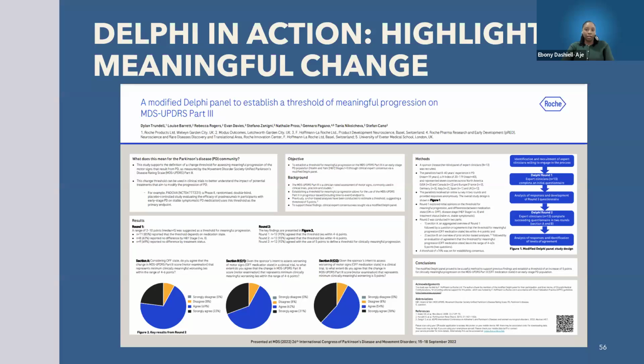The results from this study proved to be useful to support previous findings and establish a threshold of an increase of 5 points for clinically meaningful progression on the tool in early stage Parkinson's disease. Note that the Delphi method wasn't the primary means for confirming a meaningful change in patients for their trial though, but it was useful, efficient, and complementary of other data sources being used to drive conclusions.